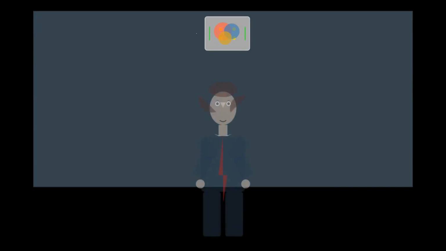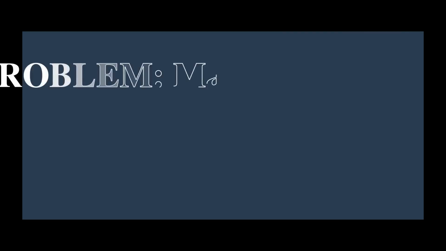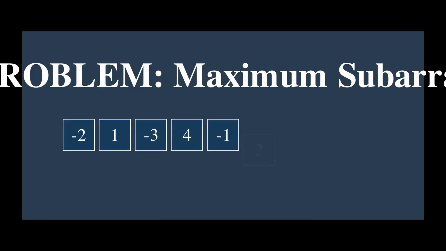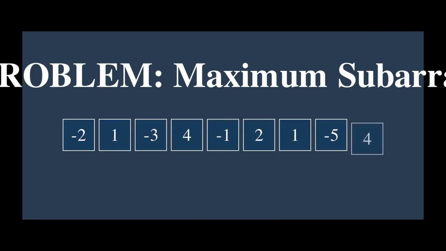Today, we are unraveling a classic, elegant, and absolutely crucial algorithm that appears in countless variations: Kadane's algorithm. What problem does Kadane solve? It is the maximum subarray sum problem. Given an array of numbers, both positive and negative, your task is to find the contiguous subarray within it that has the largest possible sum.